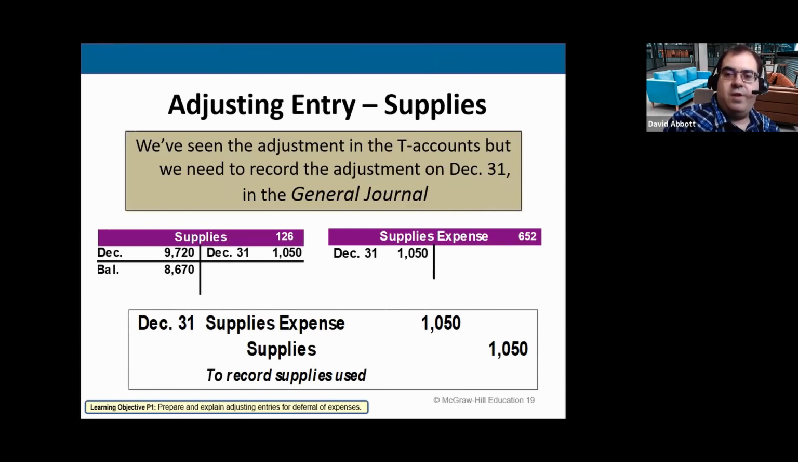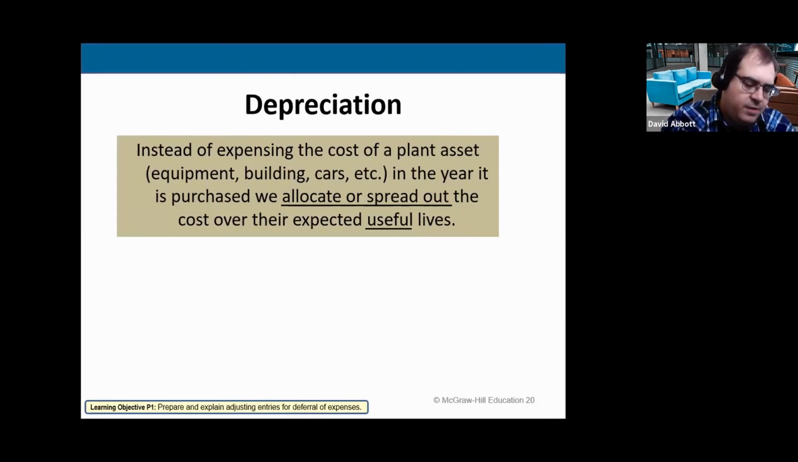So on December 31st, we are closing out the books for the year. And our business has only been in business a month, but that's okay. We're closing out the books, so we have to make our adjusting entries. So we see that December 31, supplies expense was $1,050, and then supplies credit $1,050 because we have to reduce the amount of supplies that we have. This is kind of a tricky one, but this is important. You guys have probably heard of depreciation, right?